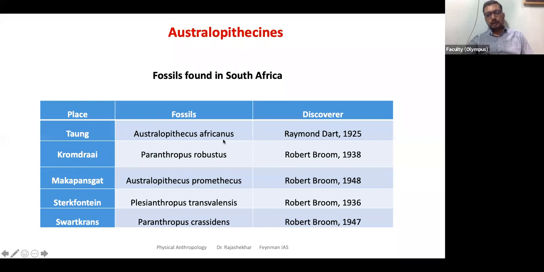So Australopithecus africanus was found here. Different fossils have specific genus and species names, as you see here: Australopithecus africanus, Australopithecus prometheus, and different genera you'll find here. Paranthropus, I'm going to explain that briefly. These were all discovered between 1925 and 1948, mostly by Robert Broom, who contributed the most, and Raymond Dart, the scholars who discovered them.